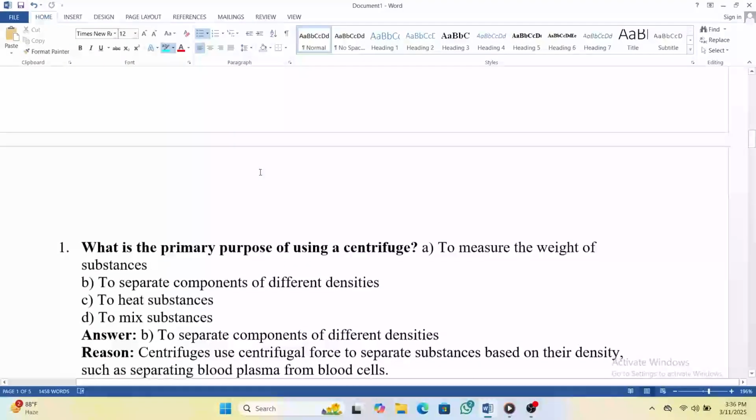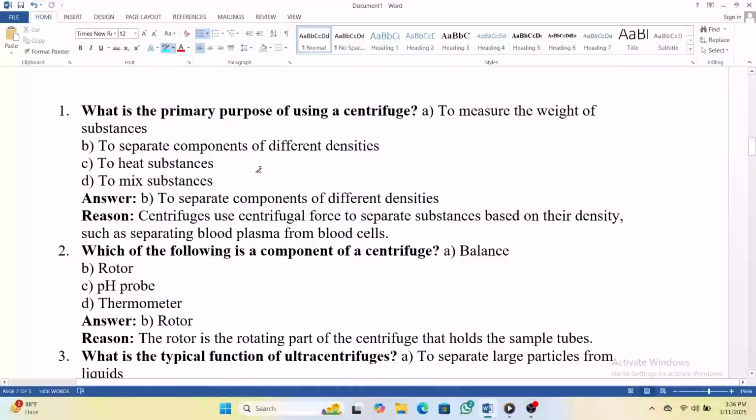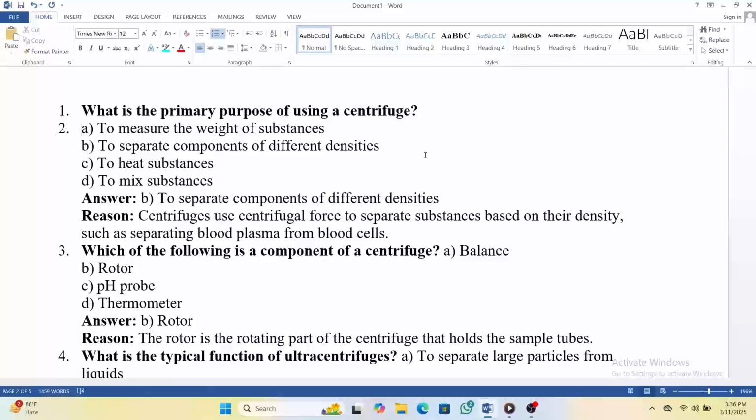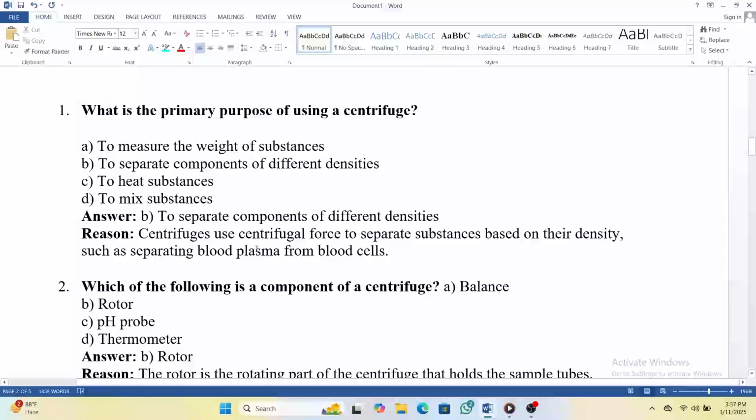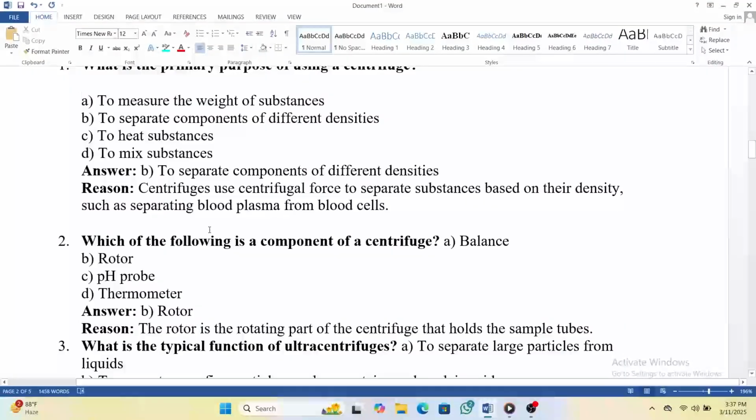Centrifuge questions. 1. What is the primary purpose of using a centrifuge? A. To measure the weight of substances. B. To separate components of different densities. C. To heat substances. D. To mix substances. Answer. B. To separate components of different densities. Reason. Centrifuges use centrifugal force to separate substances based on their density, such as separating blood plasma from blood cells.